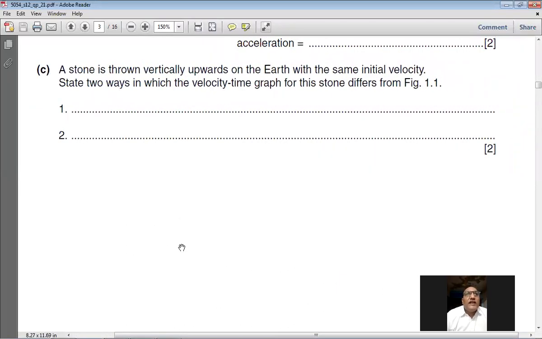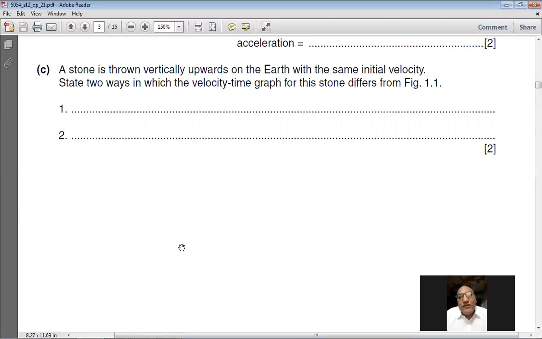A stone is thrown vertically upwards on the earth with the same initial velocity. State two ways in which the velocity time graph for this stone differs from figure 1.1. That graph was about a ball which was thrown upward and came back. This was done on the moon, where we don't have atmosphere, we don't have air. If we do the same experiment with the same ball on the earth, the circumstances are different. The gravitational field of the earth is stronger than that of the moon.